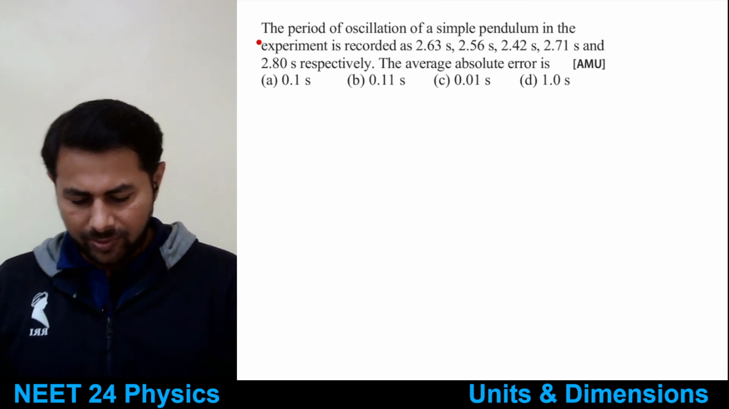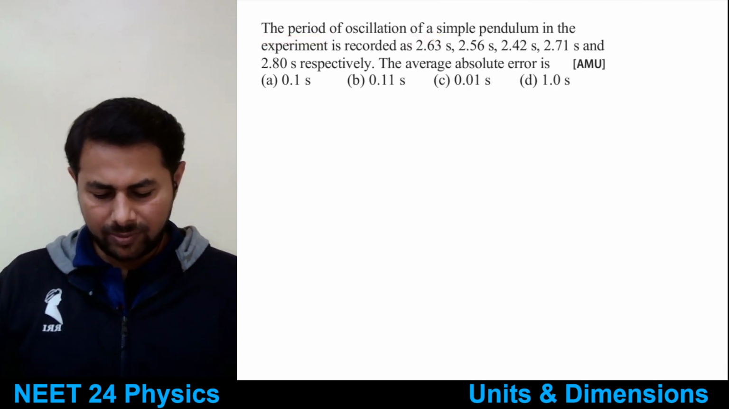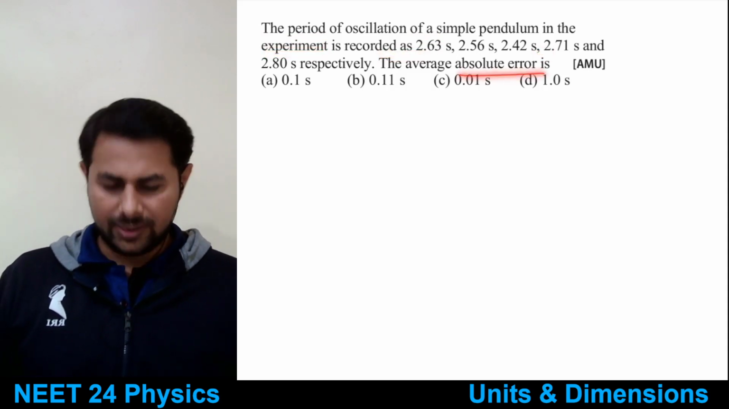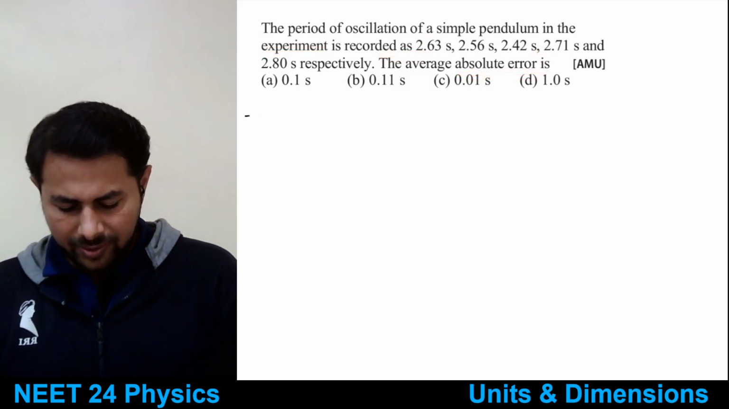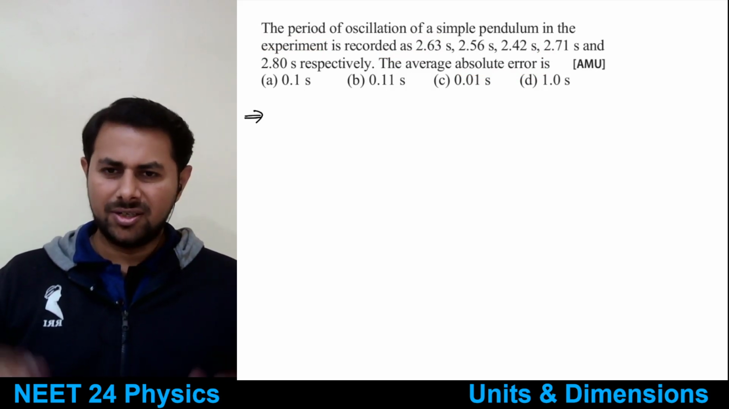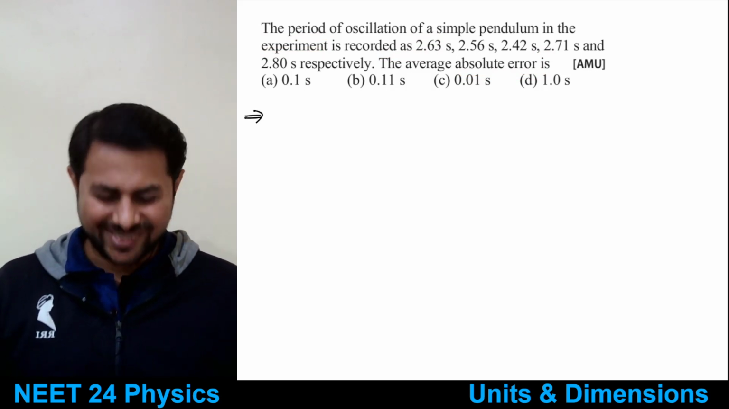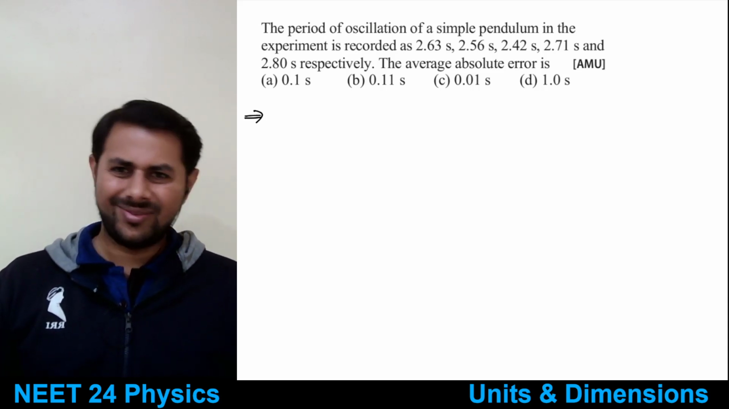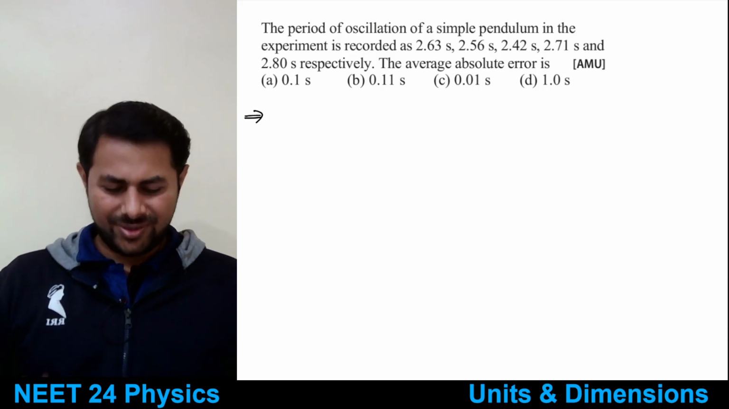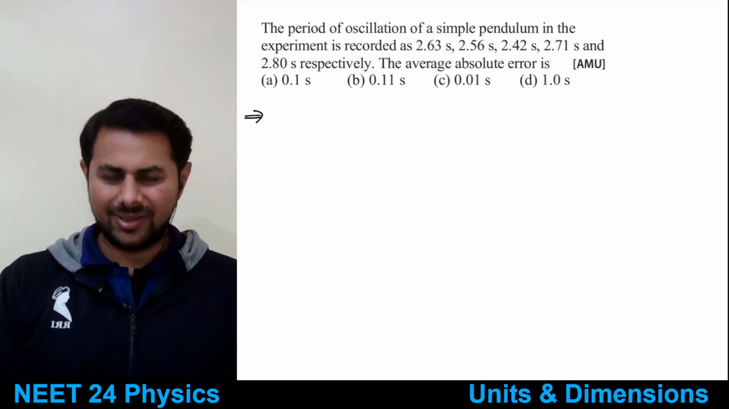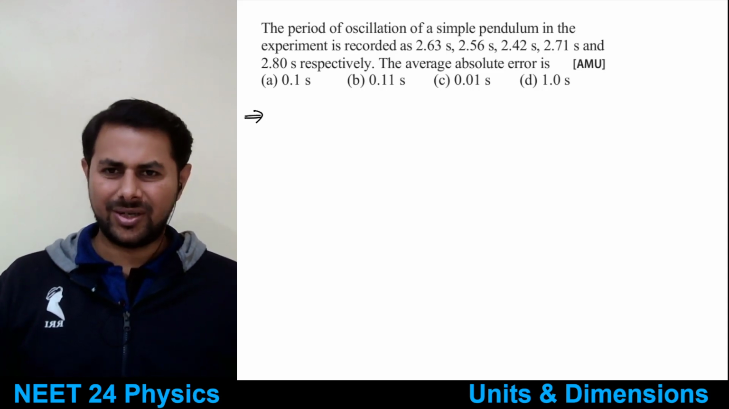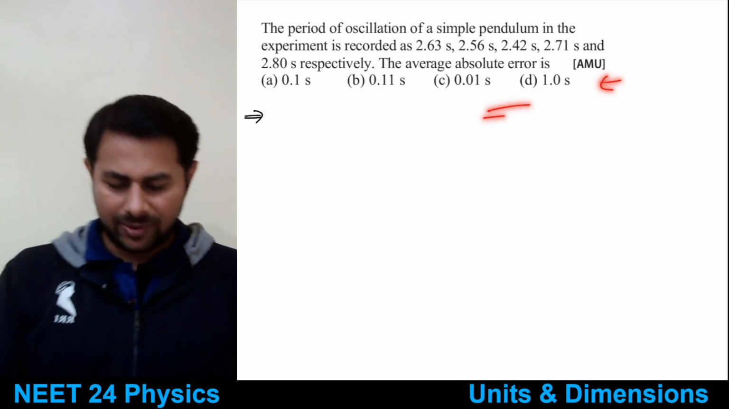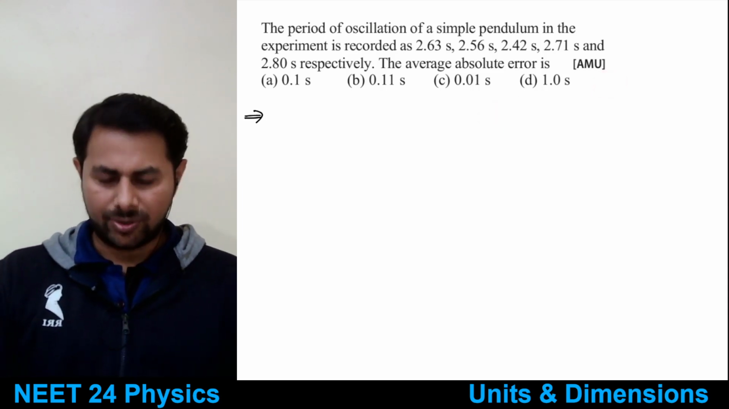Next one. The period of oscillation of a simple pendulum in the experiment is recorded as this thing. The average absolute error is. Tell me. This is the simplest of all possible questions, right? But this one is lengthy, that is the problem. So if you are running out of time, then keep this aside. If it's in the beginning and you are doing it fast, do this one. This is a sure shot 4 marks, right?